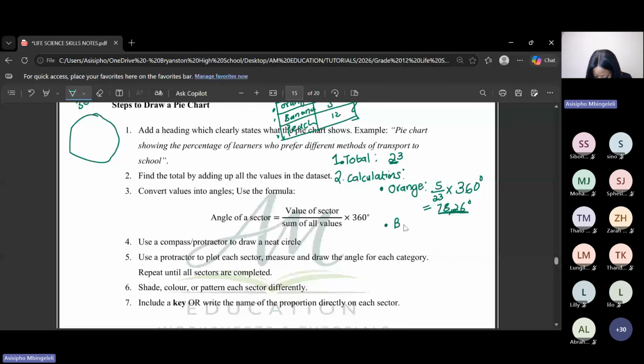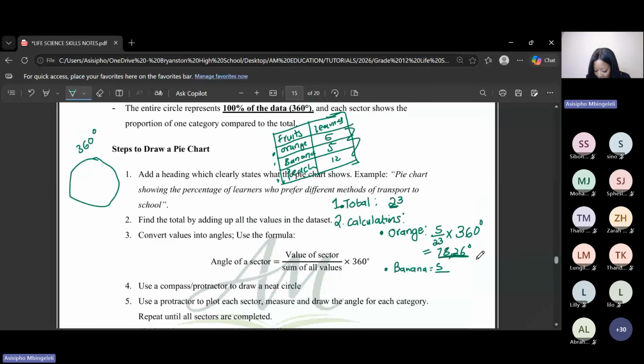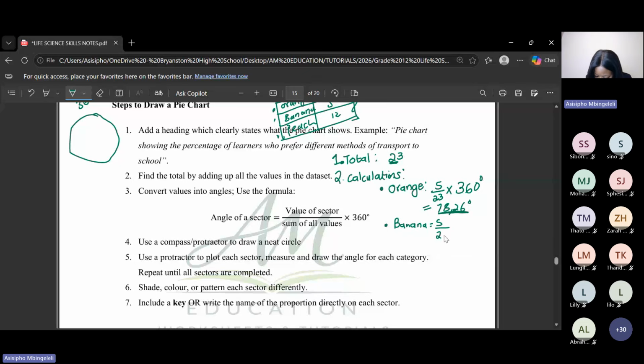For banana, you do the same. Banana, there's 5 students. I think this will be the same thing, right? 5 out of the 23 students. Now I need to know their portion from the 360. It should be 78.26 also. And then you say, this one is for peach.